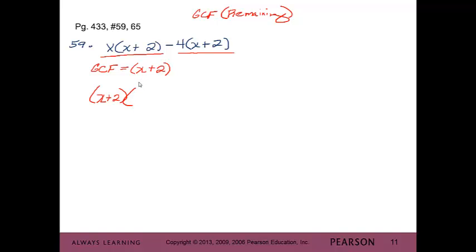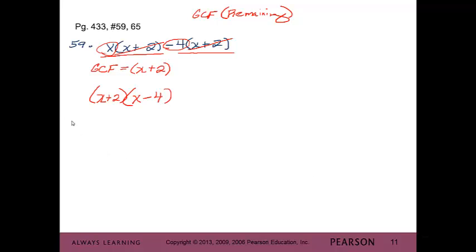Remember that when I'm factoring, I'm dividing out. So I divided out x plus 2. And who is still there? X is a term that's on the outside of my parentheses. And then when I divide out my x plus 2 here, who is still there? The minus 4. So this is x plus 2 times x minus 4.